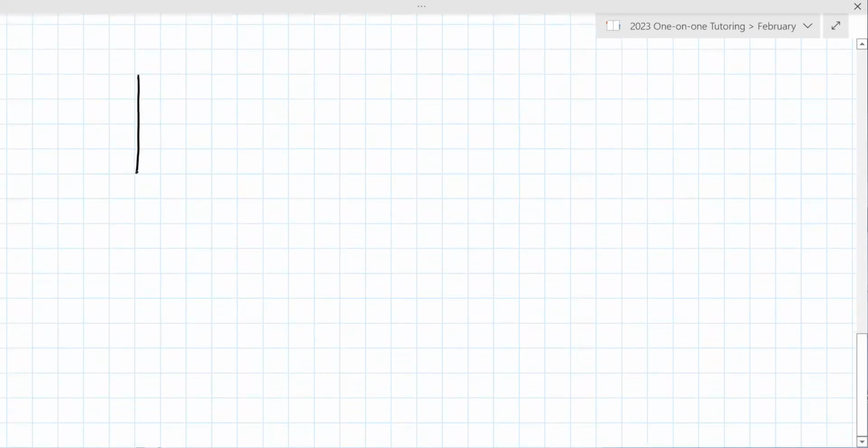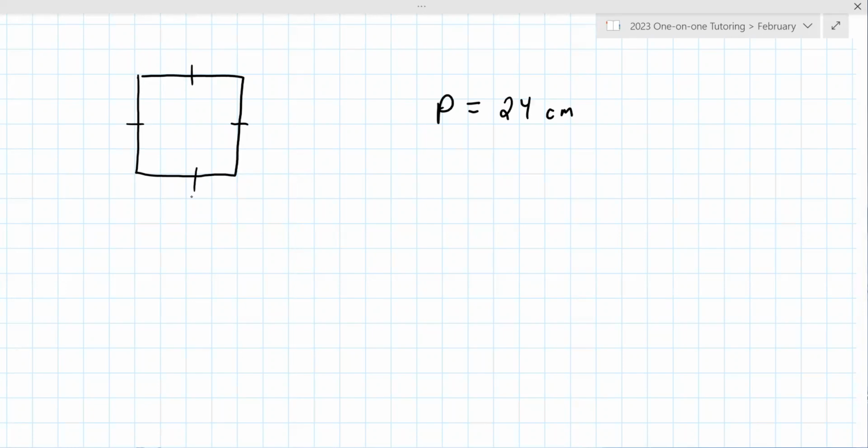So again, I'll draw a square. And this time I'll tell you that the perimeter is 24 centimeters. Okay. So a little bit different. Can you tell me the side length if the perimeter is 24 centimeters? Well, I'd have to do 24 divided by 4, which would give me 6. 6 centimeters, good. So the side length is 6 centimeters.